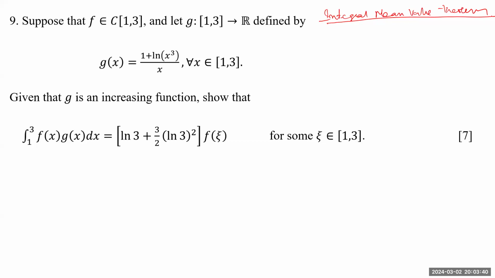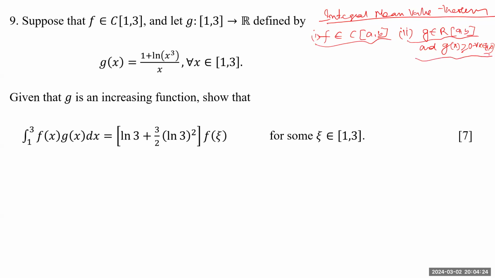Then we can say: number one, f belongs to continuous functions on the closed interval [a, b]. And number two, g belongs to Riemann integrable on [a, b], and this function should be a non-negative function for all x belonging to [a, b]. So these two conditions are required for the integral mean value theorem.